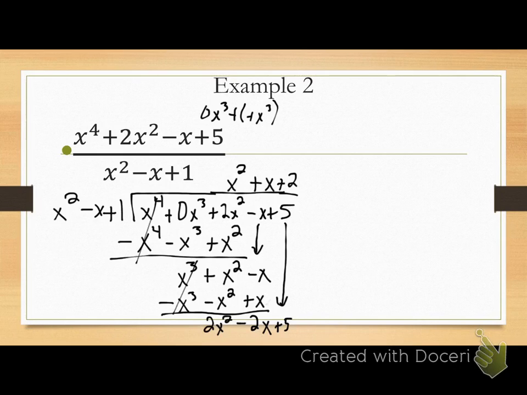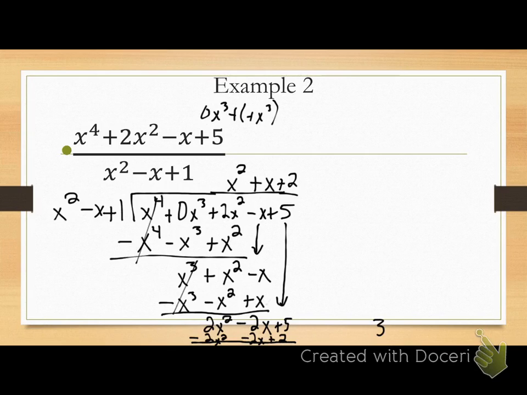So now I multiply my 2 through my divisor. 2 times x squared. 2x squared. 2 times negative x. Negative 2x. 2 times 1. 2. Now I can subtract. So I have 5 minus 2. 3. Negative 2x minus negative 2x. 0. They would cancel each other out, right?